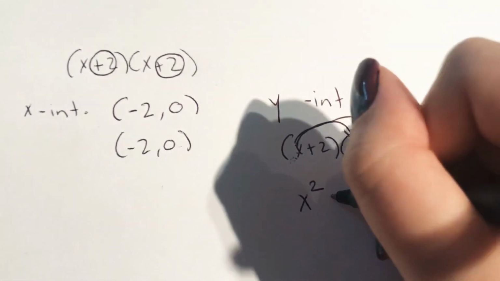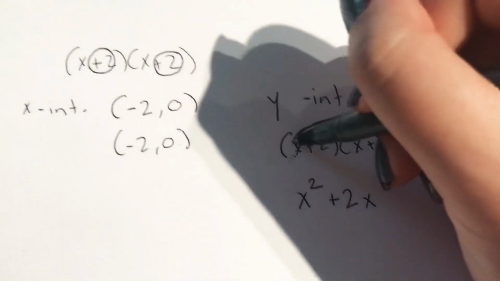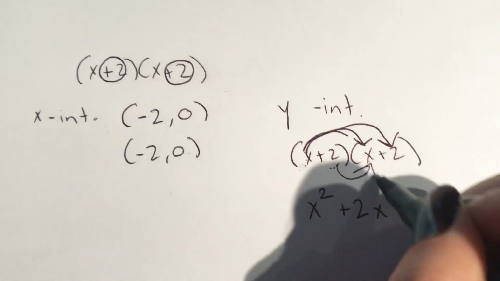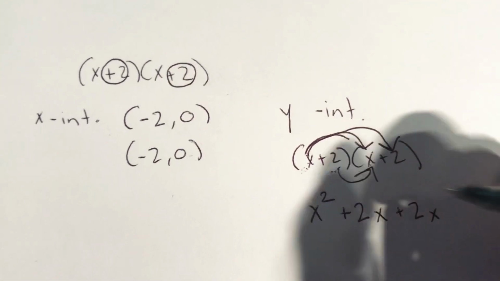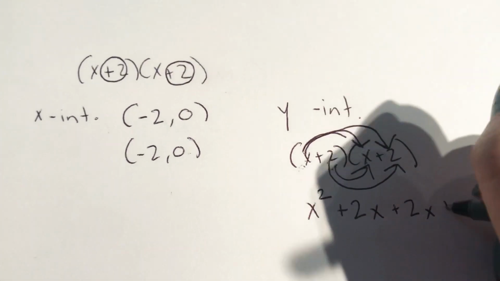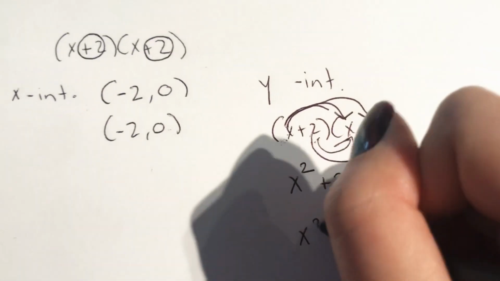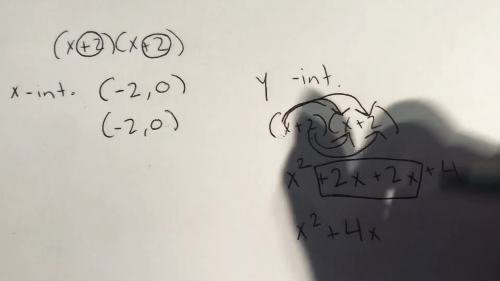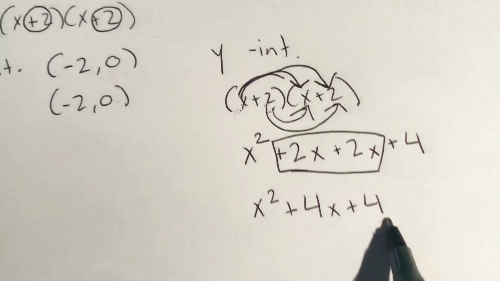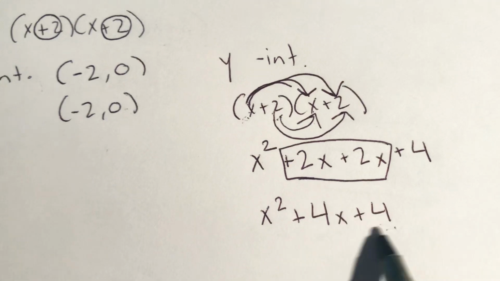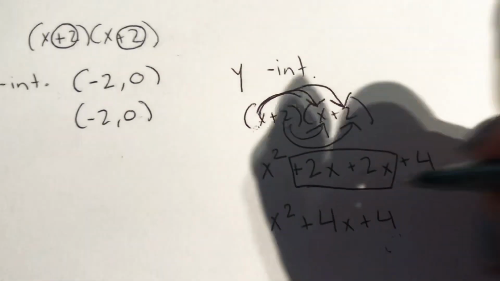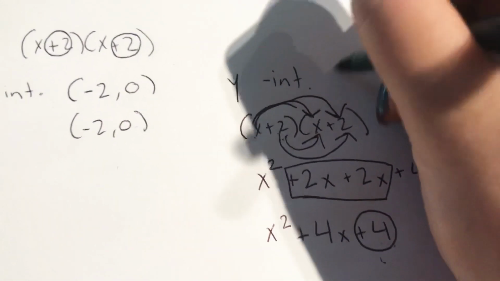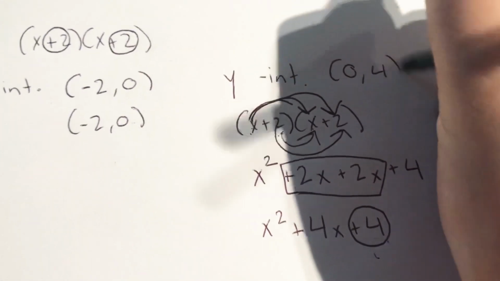X times 2 is positive 2x. And then I'm going to use my 2 now. So 2 times x is positive 2x, and 2 times 2 is positive 4. I combine like terms and I get x squared plus 4x, combine these two like terms, and then plus 4. So my y-intercept here, my constant with no x on it, is this positive 4 here. So my y-intercept, the answer would be 0, 4.